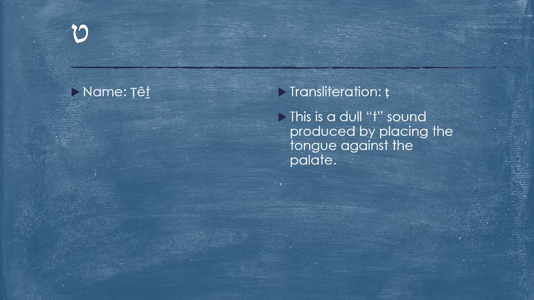This will have a T sound, and particularly there are two letters that make a T sound. They're really very, very similar. If you are to make any kind of a distinction between the tav and the other T sound, this one you might make a dull T sound that's produced by placing the tongue against the palate, a t sound.